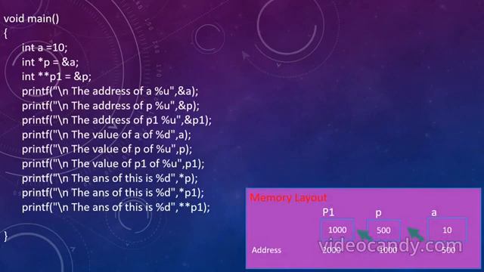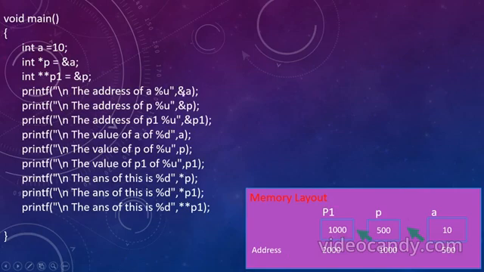Okay. This is the same as the previous one. What I am doing is creating a variable int a equal to 10, and I have created another one, a pointer int *p, in which I am storing the address of a. Then I am storing the address of p in an int **p1, a double pointer. The memory layout is the same as the previous one.